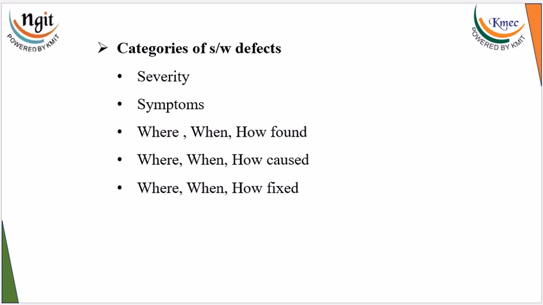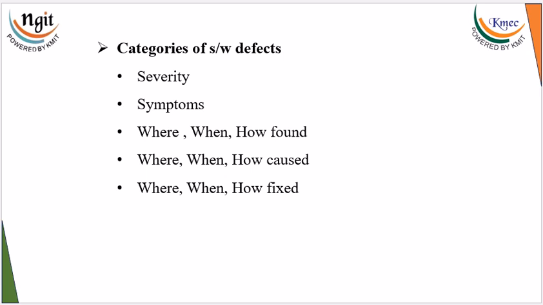Next, where your defect is found. This relates to at which particular location your defect is being identified. Next, when it is found. This indicates at which particular life cycle stage of your project your defect is found, whether at unit testing phase, functional testing phase, or system testing phase. Based on that, this is taken into consideration.